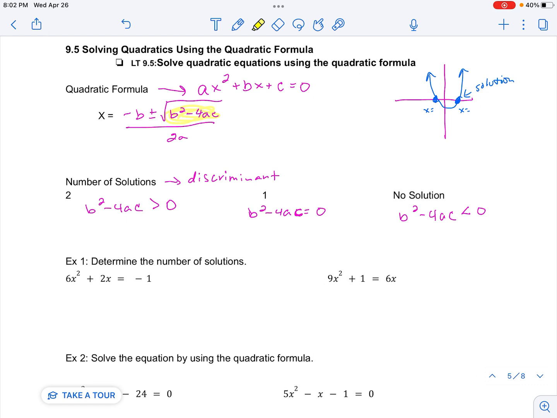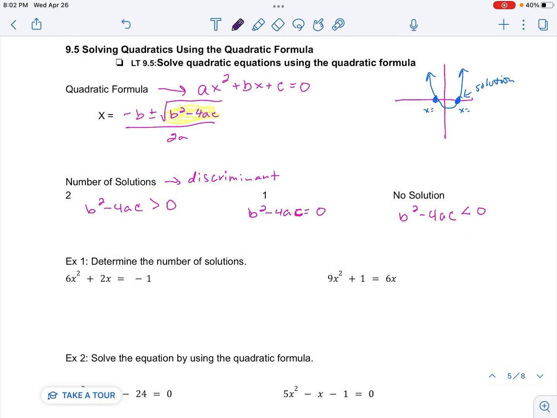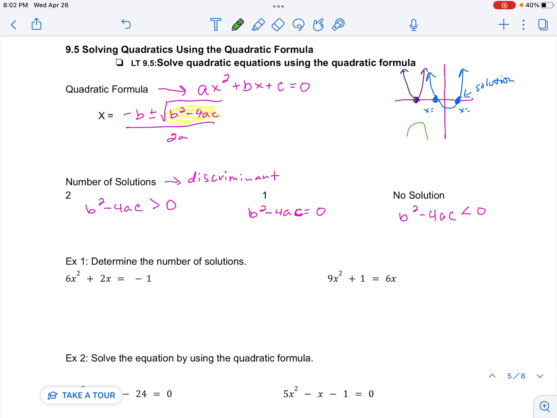So thinking about it graphically, what does that mean? Two solutions, your graph crosses the x-axis twice. One solution, it touches the x-axis. No solution, your graph is never going to cross that x-axis. So two solutions, one solution, and then I'll graph on here a no solution. Just a reminder on that, thinking about it graphically.